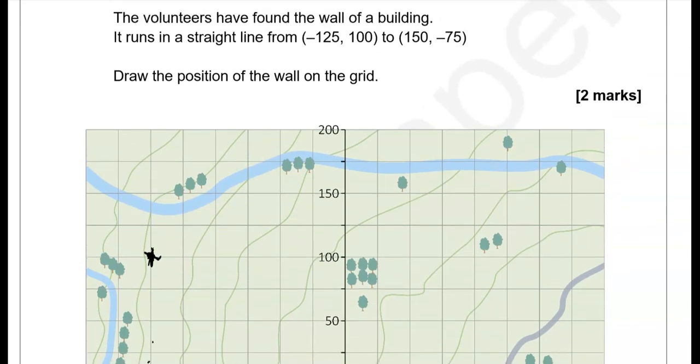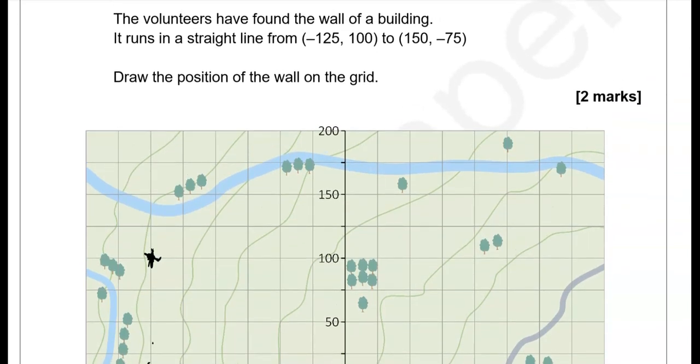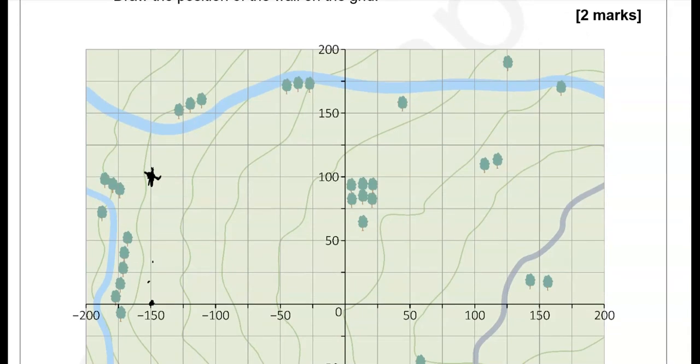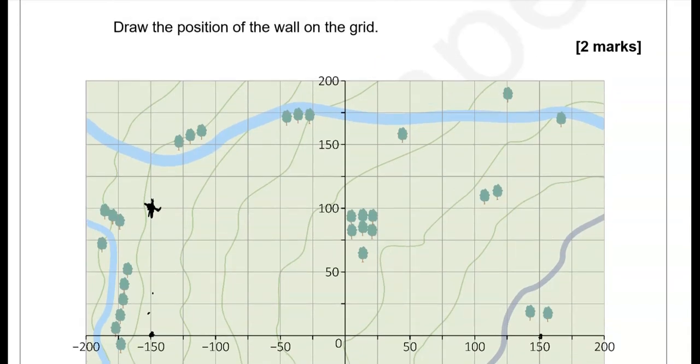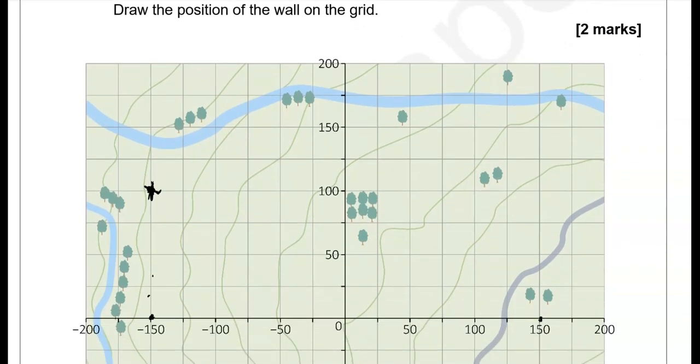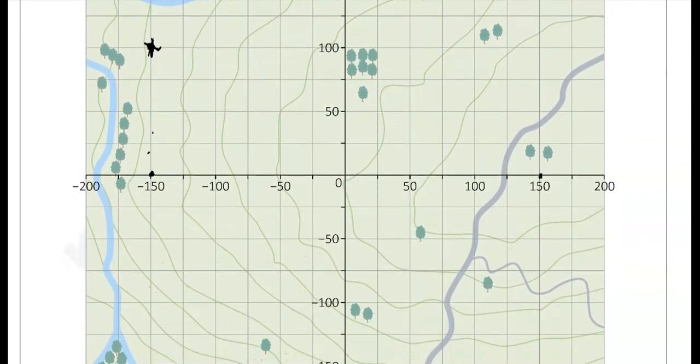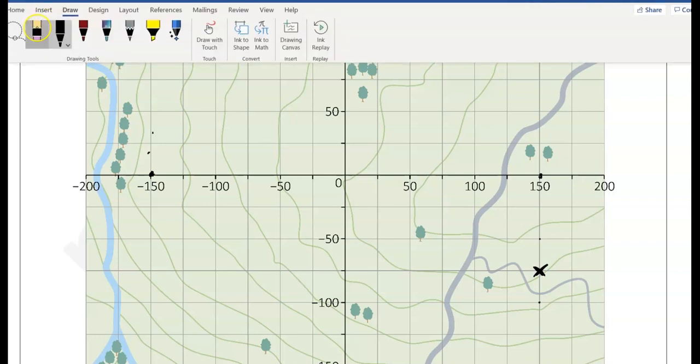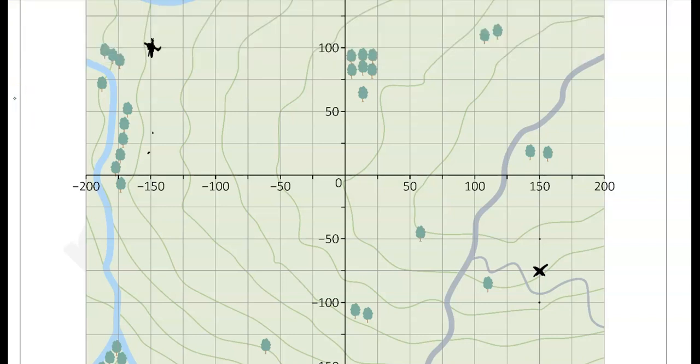The other point is 150, which is here on the x-axis, and it goes down to -75. So that's -50, this is -100, and this is going to be in the middle. Now I will take off the other points to avoid any confusion, and I'll join these 2 points up with a line.